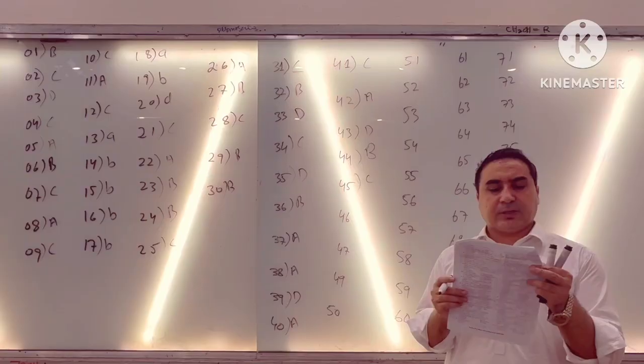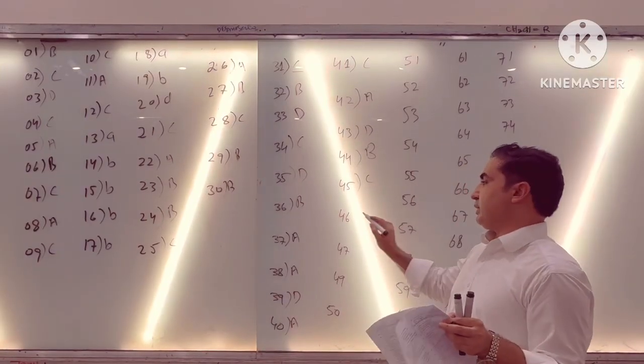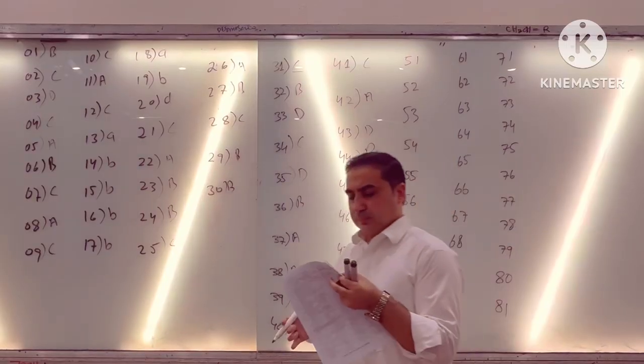The sarcoplasmic reticulum stores and releases calcium, which is essential for muscle contraction. So the correct option is B.